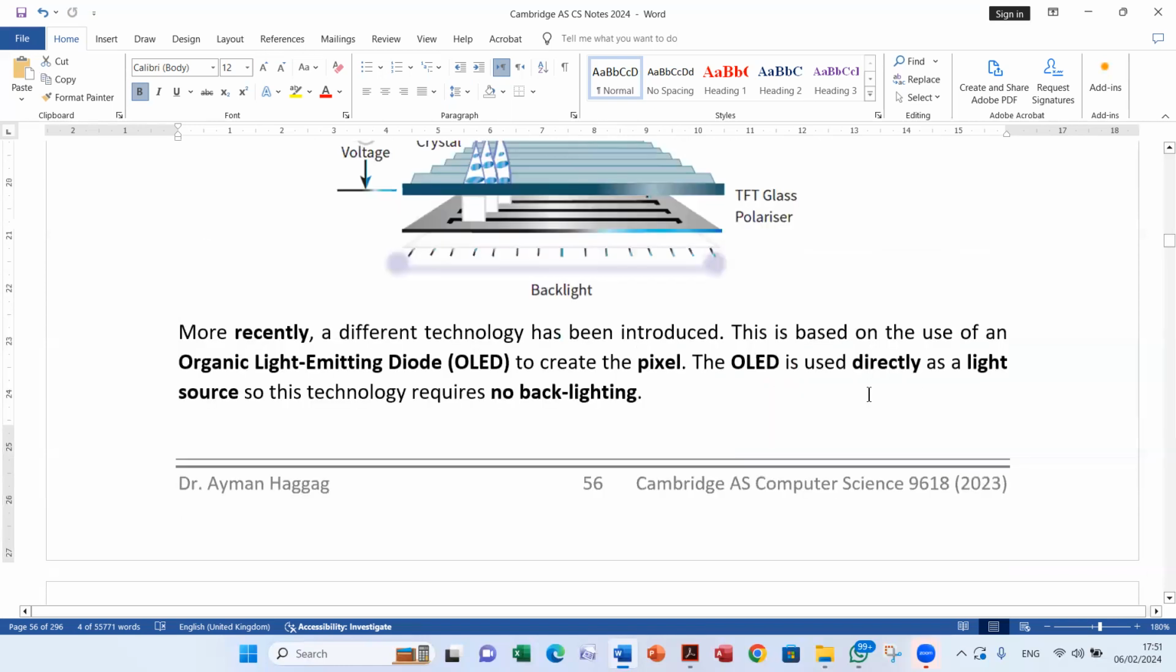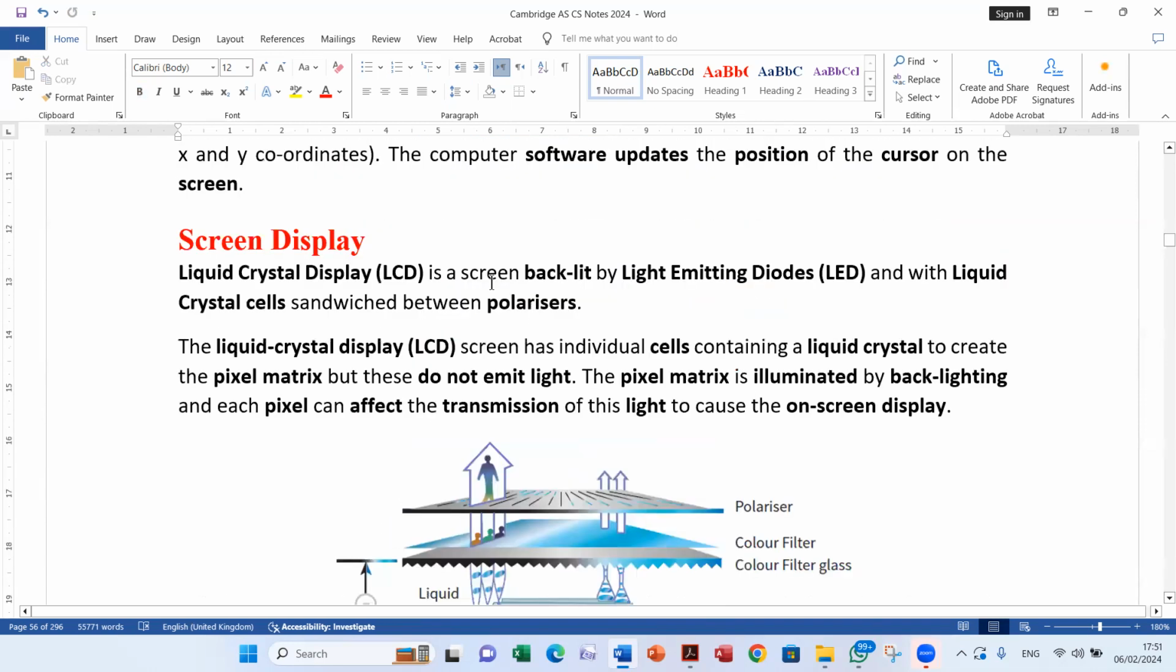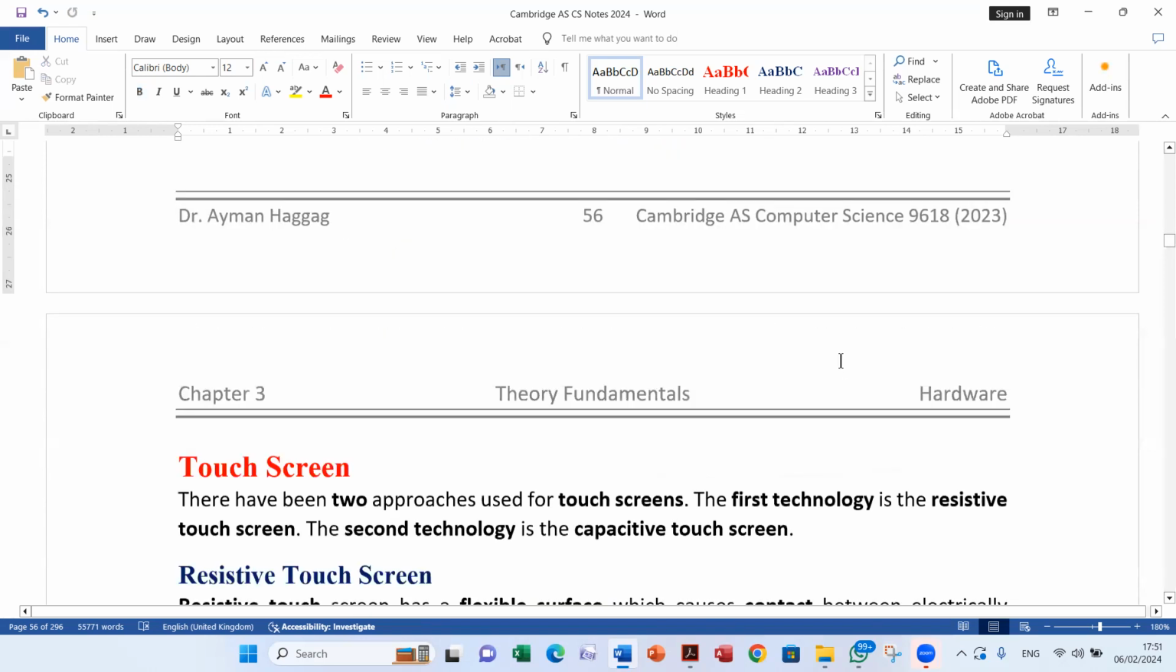A very recent technology is called OLED, which comes from organic LED, where pixels emit light. So the OLED, organic light emitting diode, is used directly as a light source. It emits light. So this technology requires no backlighting. So you have LCD, LED, and then OLED.